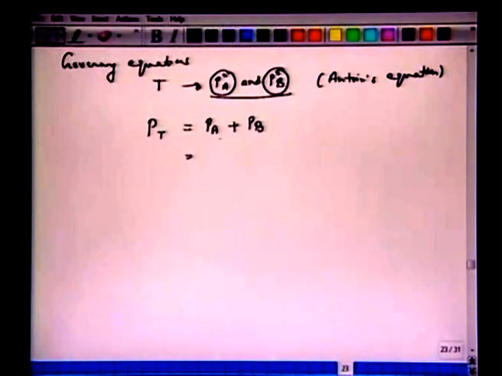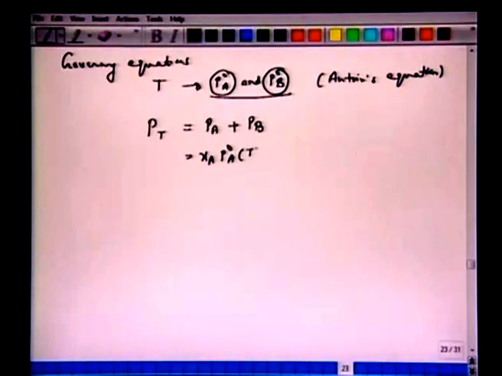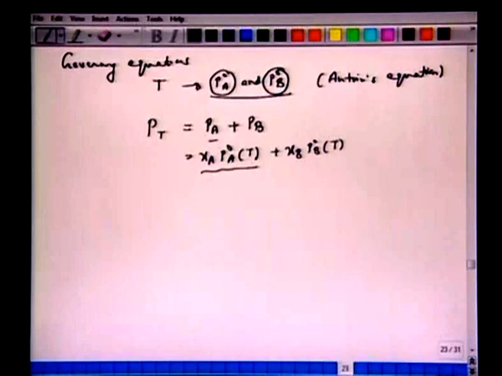What is the partial pressure of A? Raoult's law, assuming ideal gas law, ideal systems, we have XA times PA0(T). And similarly for B, we can write XB times the vapor pressure of B. So we are assuming the components are ideal and behave as ideal solutions. And XA PA0(T) is the partial pressure, which can also be equated to YA times P. So essentially the partial pressure in the liquid phase we have equated with the partial pressure in the vapor phase. This will also equal YB times P.